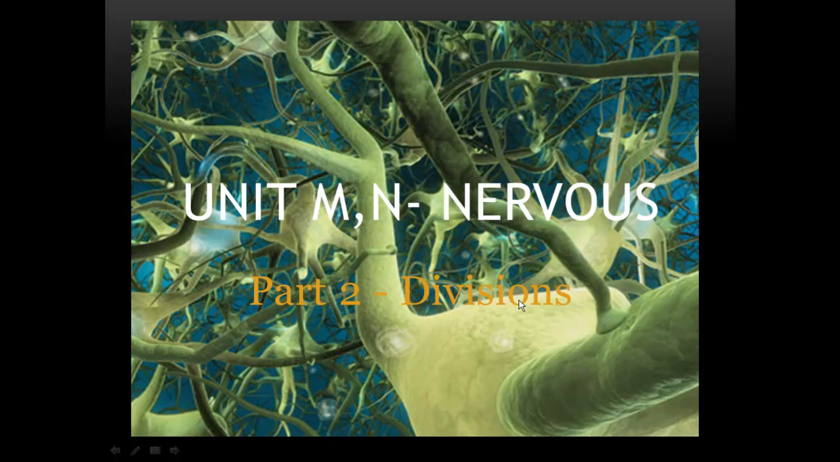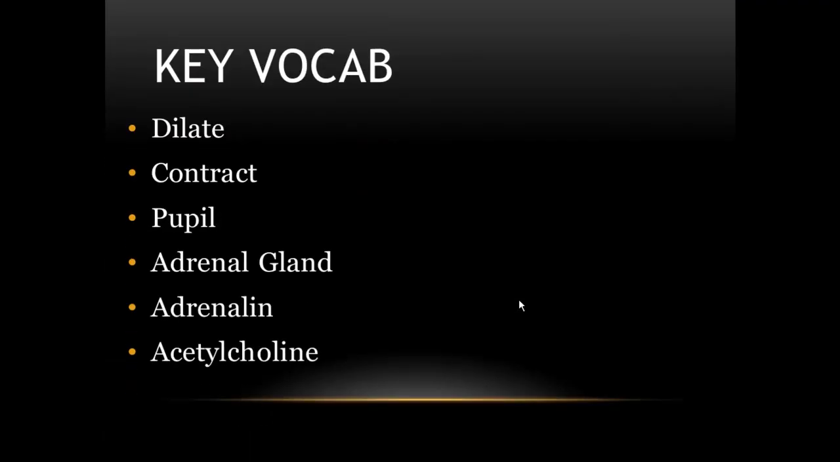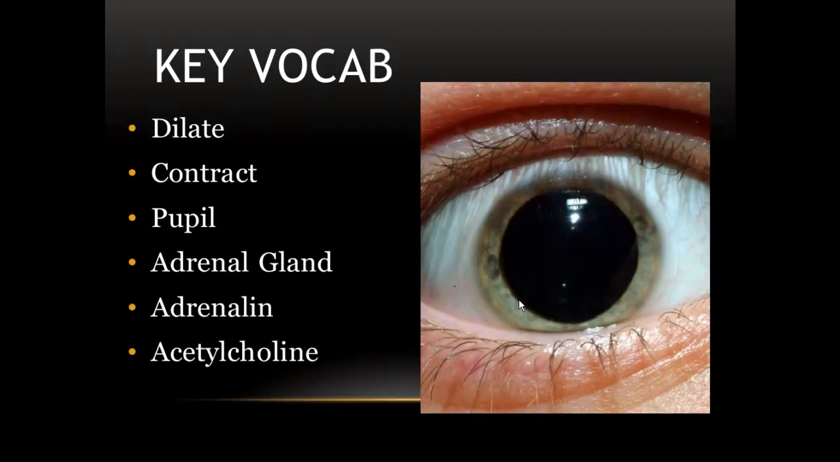Okay, this is part 2 of the nervous system. This part will discuss the divisions of the nervous system. So before we begin, let's just point out some key vocabulary words. The word dilate means to get bigger. So in this diagram, we're seeing the pupil of the eye dilating versus the iris contracting.